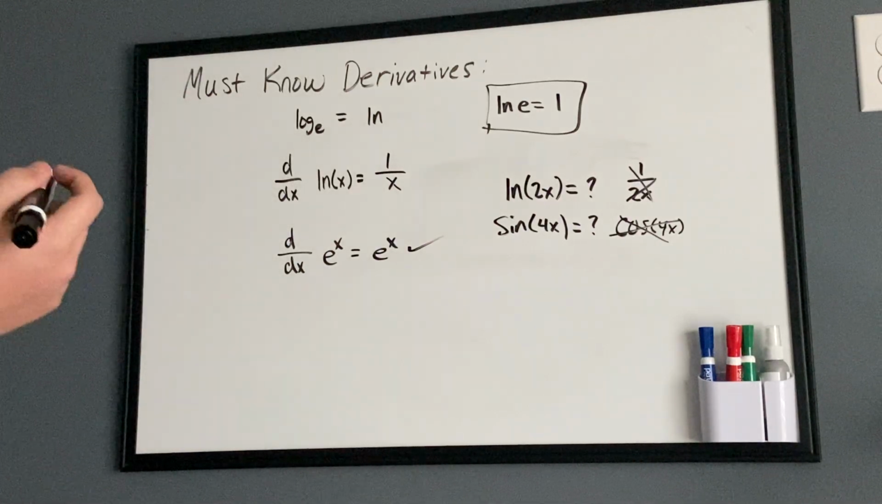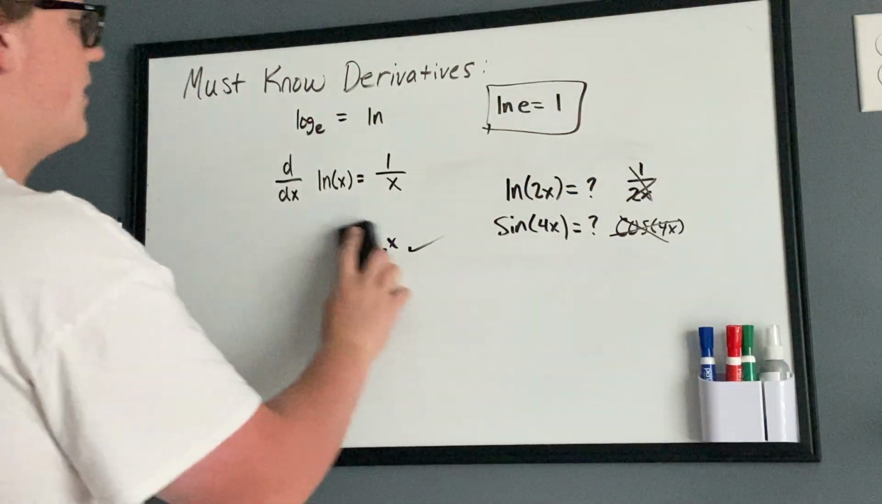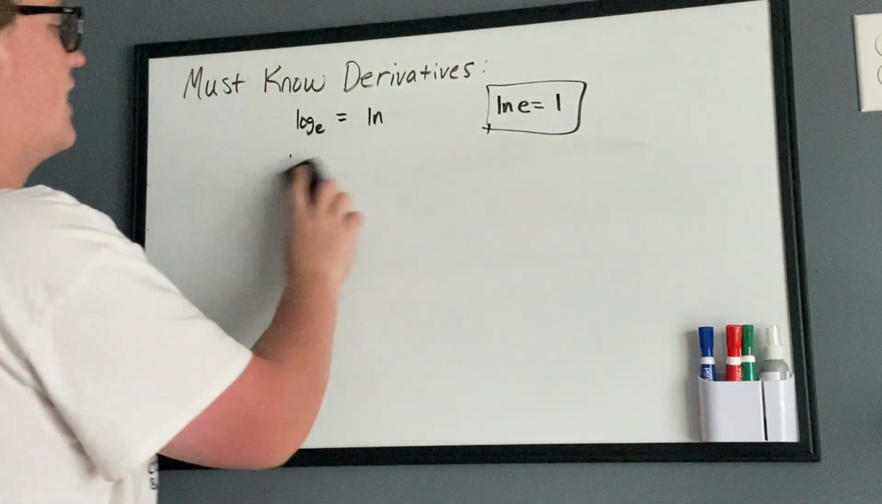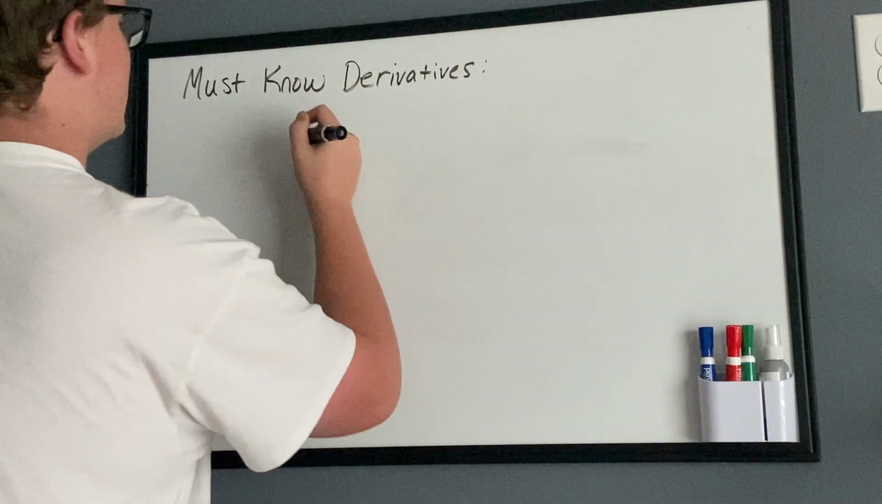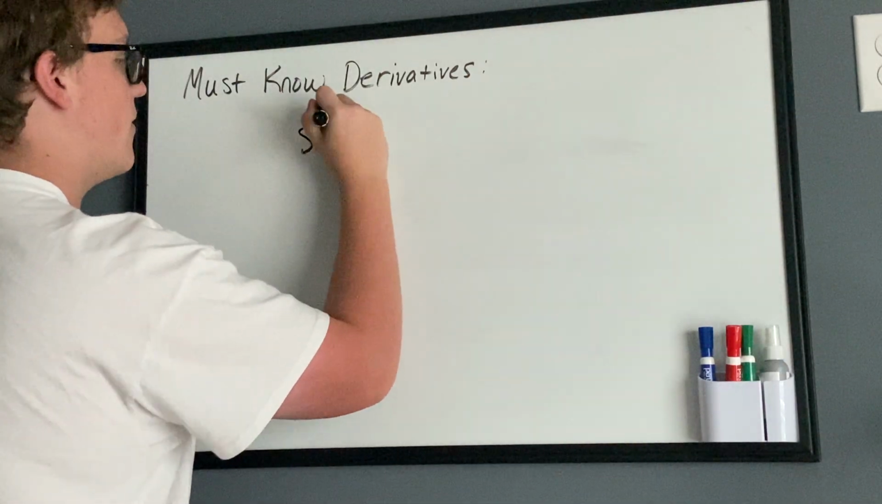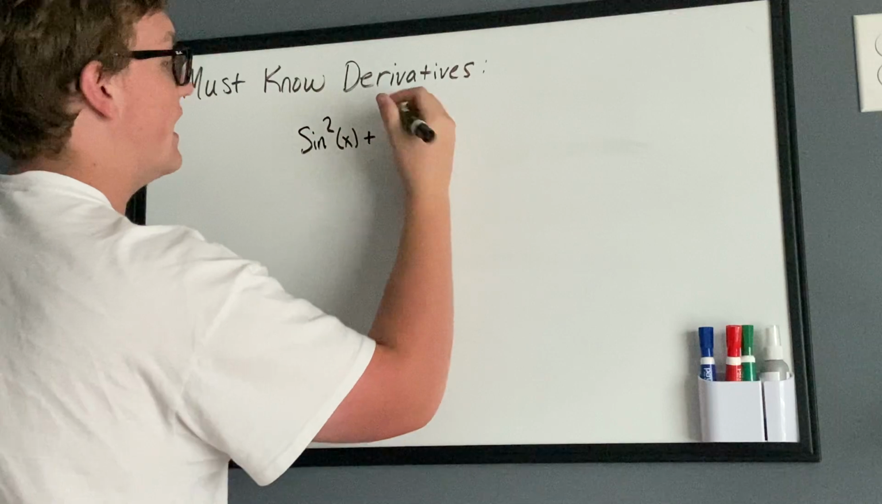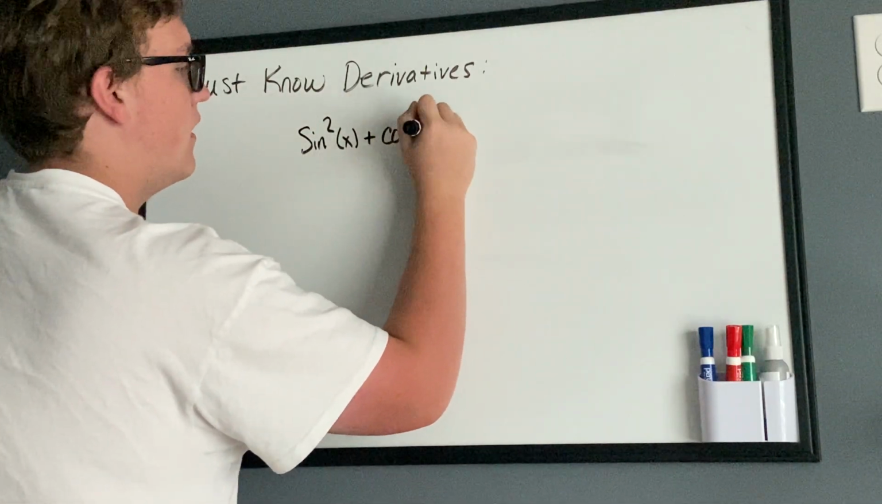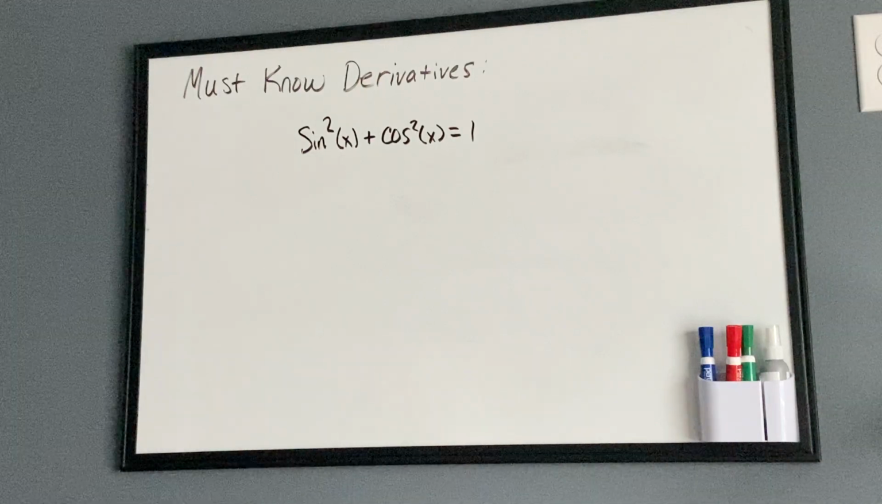Another thing too, with trig, you need to know your trig identities. A lot of times you can simplify your answers using these. So this is the most basic one right here. Hopefully you can remember this from Algebra 2, I think, or maybe even pre-calculus. So sine squared plus cosine squared equals 1.